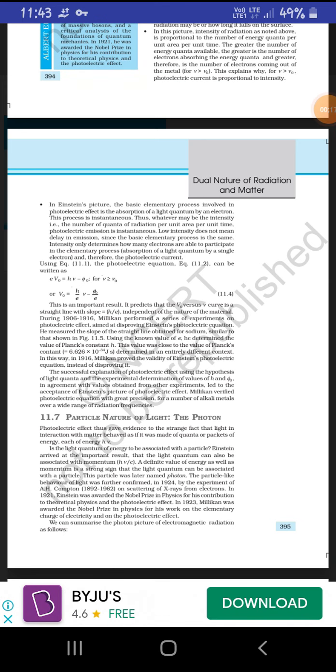So our next topic is particle nature of light, the photon. Is the light quantum of energy to be associated with a particle? Einstein arrived at the important result that the light quantum can also be associated with momentum. The definite value of energy as well as momentum is a strong sign that we can associate the light quantum with a particle.